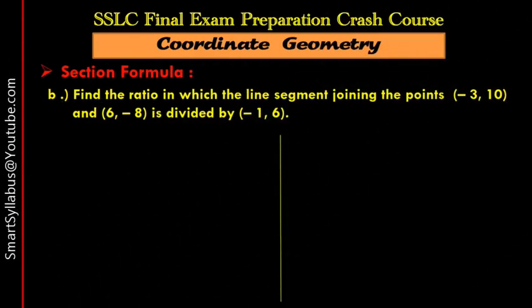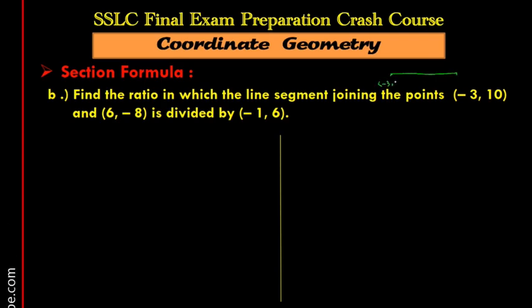The second sum is: find the ratio in which the line segment joining the points -3, 10 and 6, -8 is divided by -1, 6. So it is a somewhat different sum. First, let's understand this one. There is a line which has two coordinates. This one is -3, 10 and this one is 6, -8. So the line which is joining these two points, somewhere on it there is one coordinate, say this one.